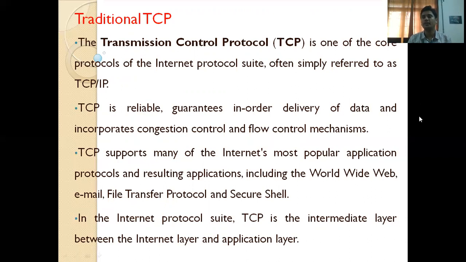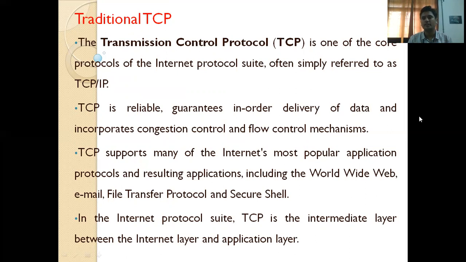It is often simply referred to as TCP/IP. Generally, we call it TCP/IP. After studying the OSI reference model, you guys studied TCP/IP in networks. So the transmission control protocol is one of the core protocols. Here TCP is reliable and guarantees in-order delivery of data and incorporates congestion control and flow control mechanisms. So if we are using TCP for data transmission, it guarantees packet delivery.